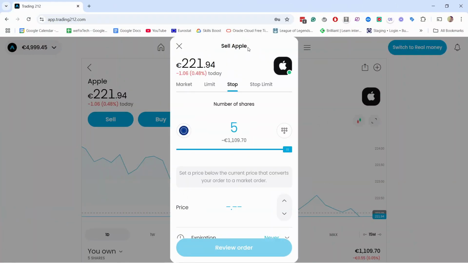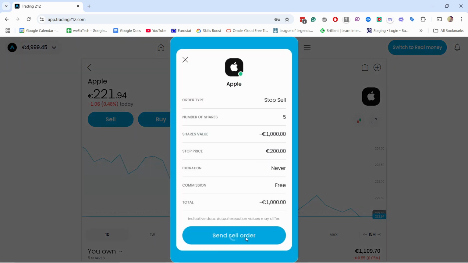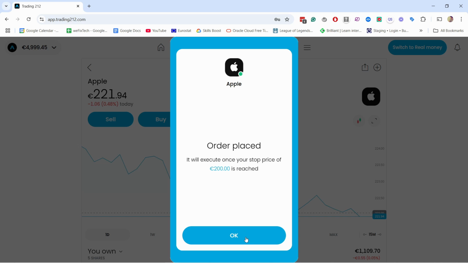And I'm again in the Apple stock, but I'm selling this time and I have stop order or stop loss selected, and I can select how many shares I want to sell. And now I get to set the price below the current price that converts your order to a market order. So when it hits a certain price, let's say 200, only then it will start a market order. And this is a great way to make sure you don't lose more money than you're comfortable with. So you can just set this order and it will sit there until it reaches that 200 euros, and only then it gets executed.